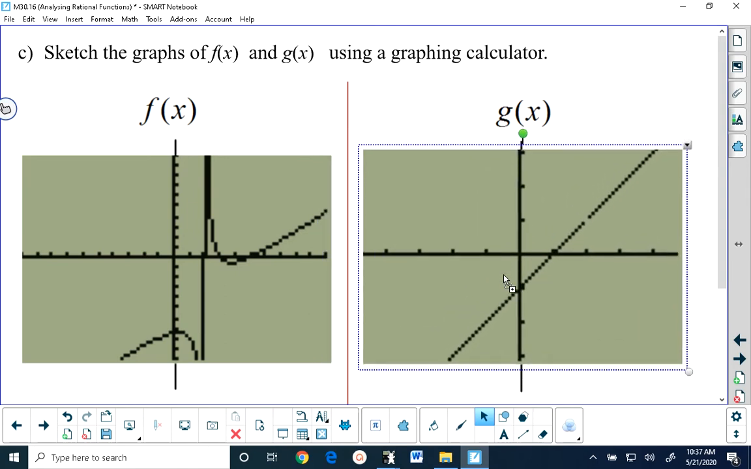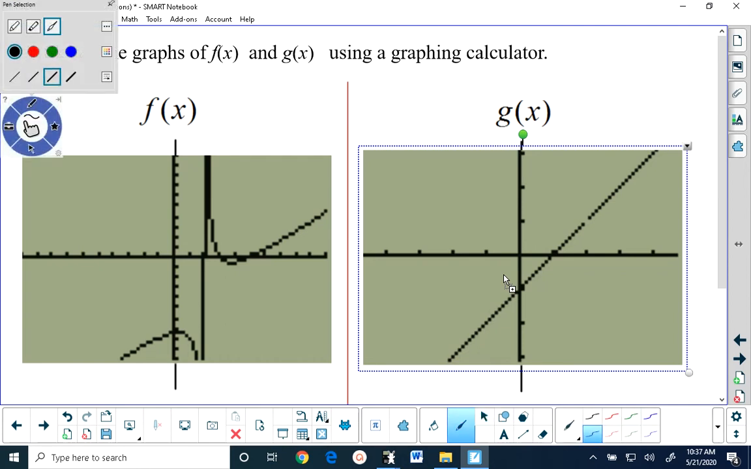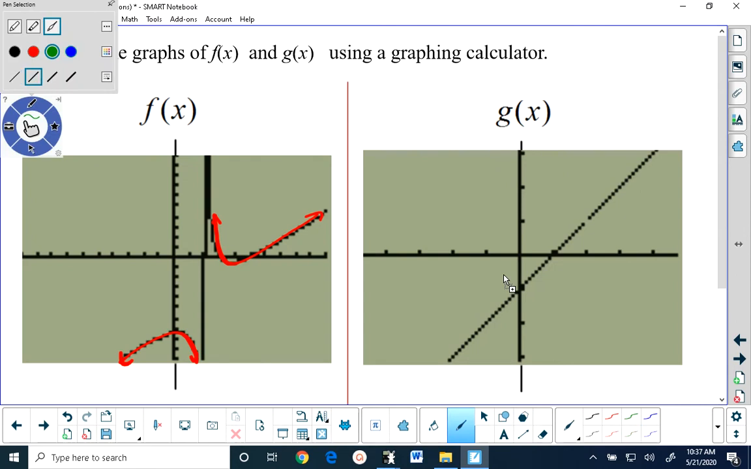Here is the sketch of g of x. The actual graph of f of x has two pieces to it. It has a piece that looks like this, and it has another piece that looks like this. That vertical line that your calculator is plotting in there is actually an asymptote.